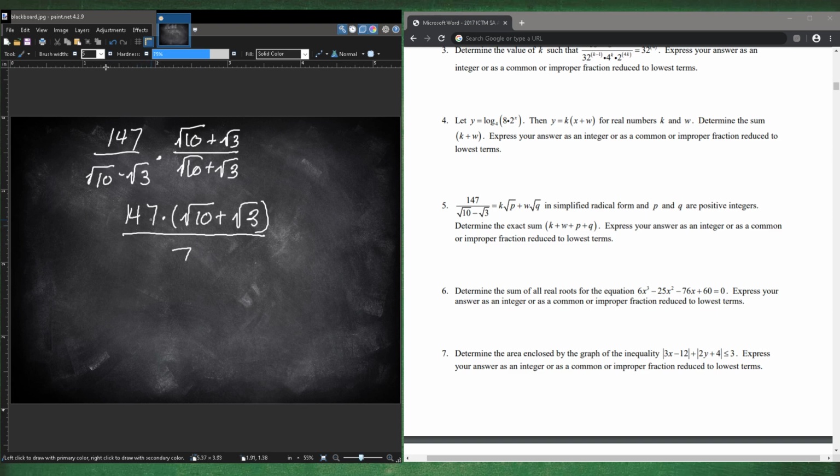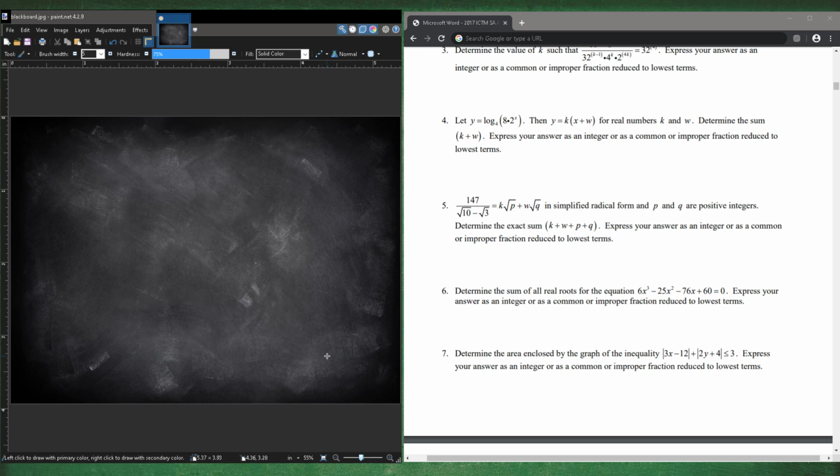So 147 divided by 7 is 21. So then 21 distributes out to both of them, so that's 21 square root 10 plus 21 square root 3. So 21 plus 21 is 42. 42 plus 3 is 45, and then plus 10 is 55. And that is your answer for number 5.